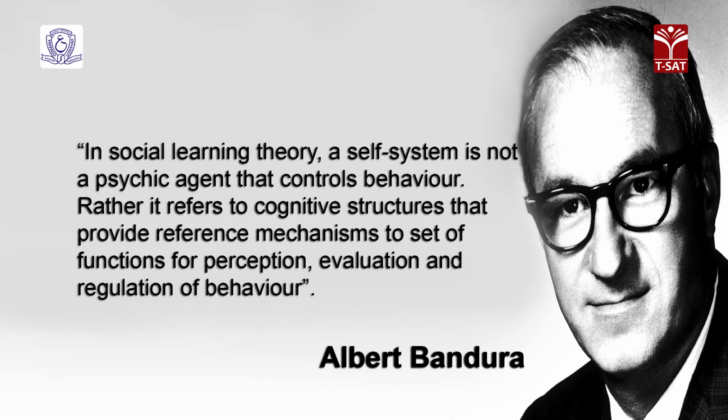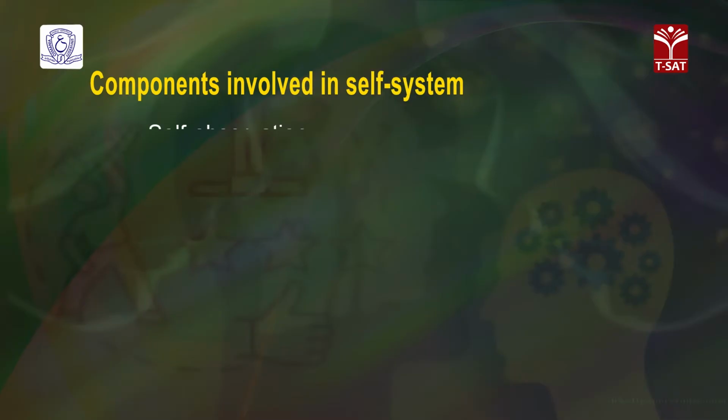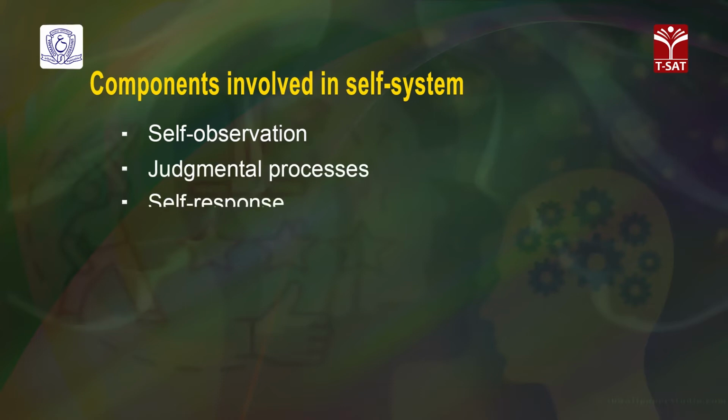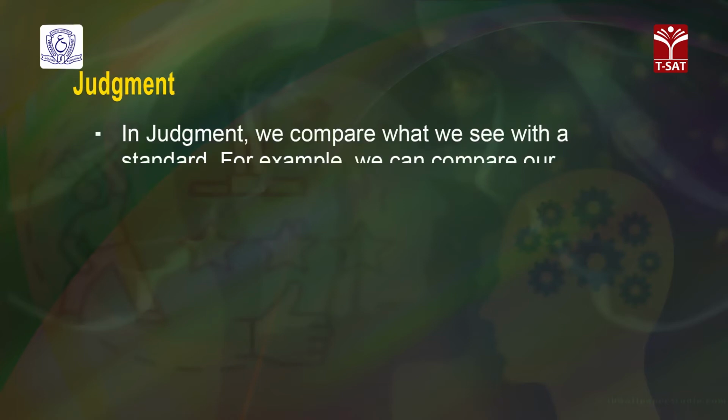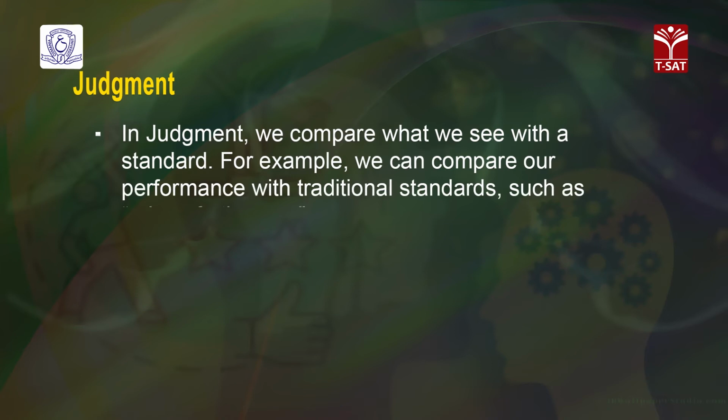behavior. According to Bandura, the three components involved in self system are self observation, judgmental processes and self response. 1. Self observation. In self observation, we look at ourselves, our behavior and keep check on it. 2. Judgment. In judgment, we compare what we see with a standard. For example, we can compare our performance with traditional standards such as rules of etiquette.